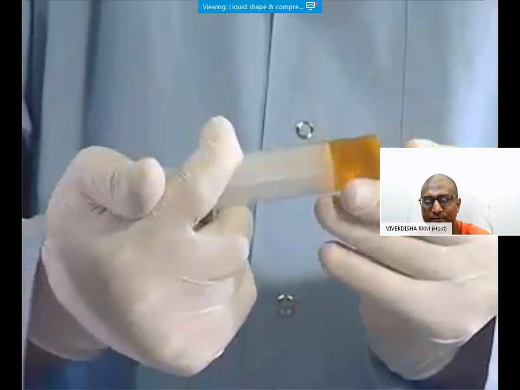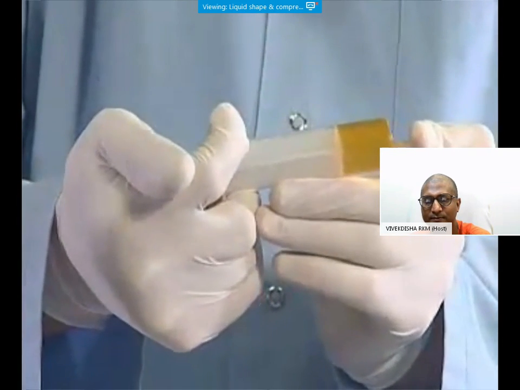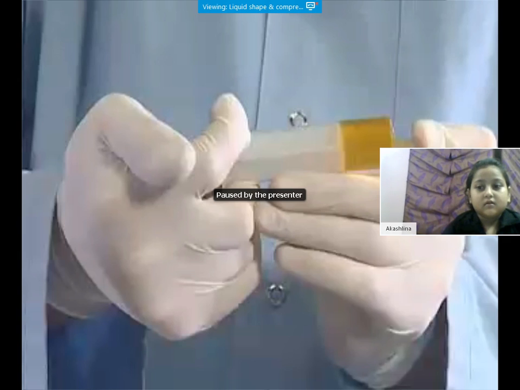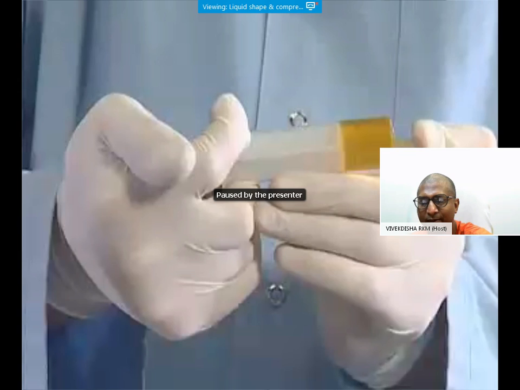Liquids are difficult to compress. Akashlina, can you say what characteristic we are observing now? Liquid can be pressed. Liquid can be? Pressed. Vedanti, listen once more.